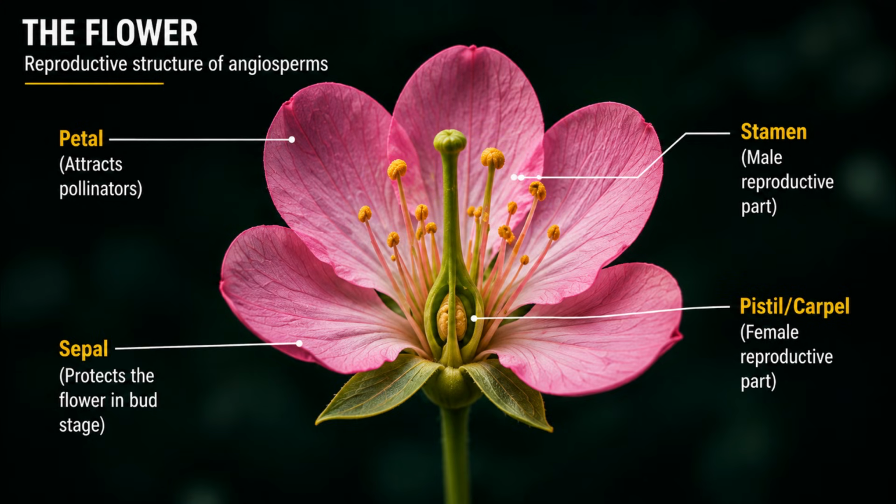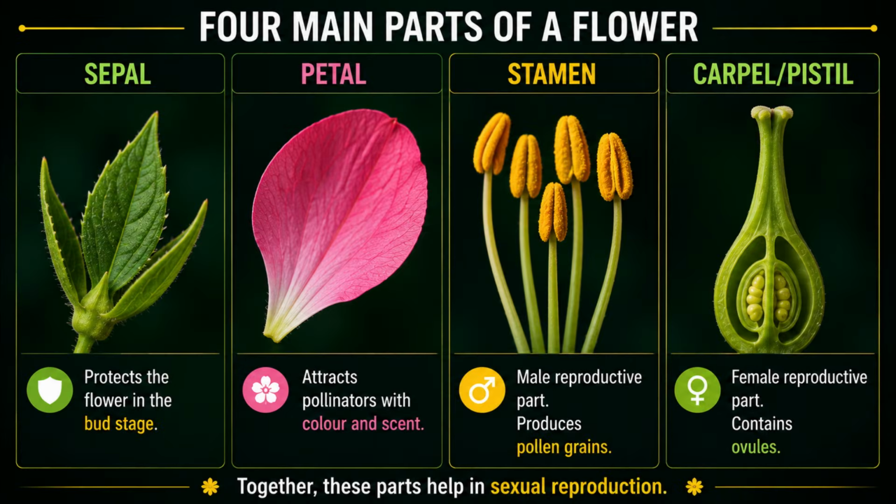The stamen is the male reproductive part of the flower. And the pistil, or carpel, is the female reproductive part. Together, these structures play important roles in the reproductive process of flowering plants. Let's look at the four major parts of a typical flower.